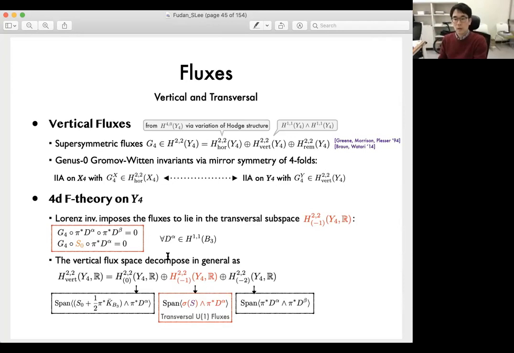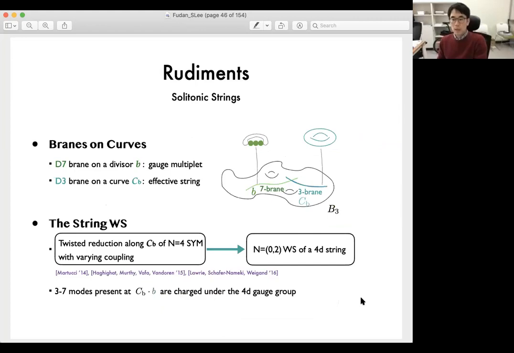However, in our study of four-dimensional Lorentz invariant F-theory, we will restrict to these transversal U1 fluxes or minus one fluxes. And in the rest of this talk, we will not consider fluxes of the other types. So in the current setup, the base divisor B, when wrapped by a D7-brane, leads to a four-dimensional gauge multiplet. Similarly, a base curve C_B, when wrapped by a D3-brane, leads to a four-dimensional effective string. And this guy is going to be the key player in our game.